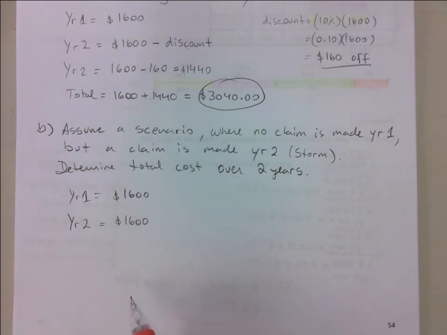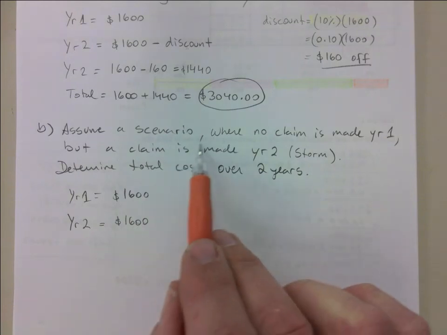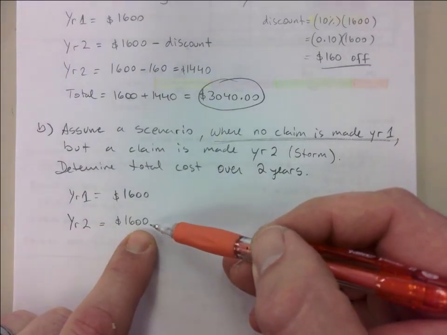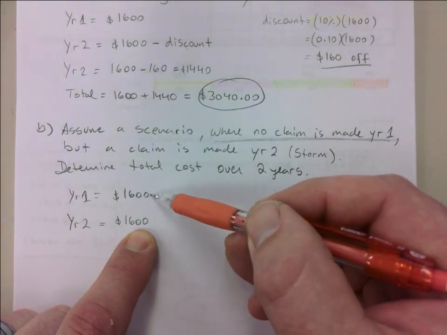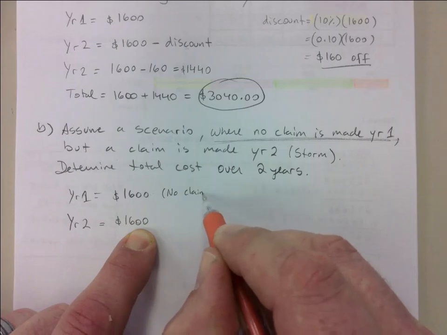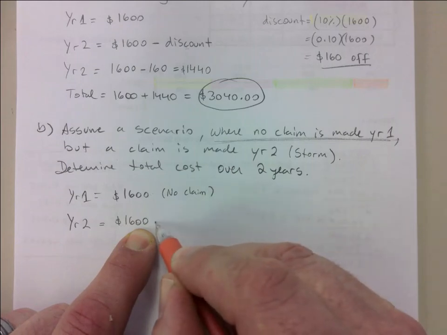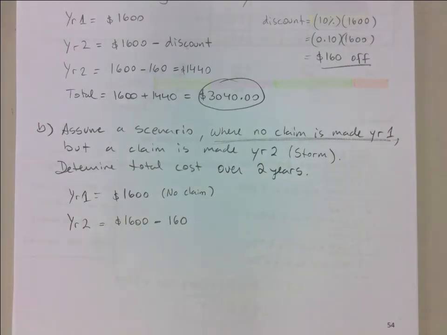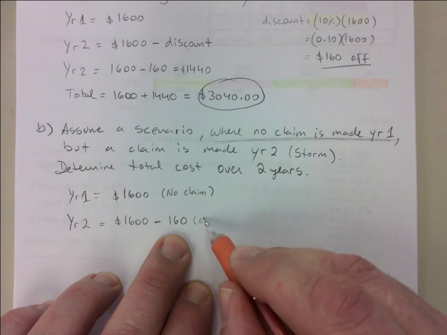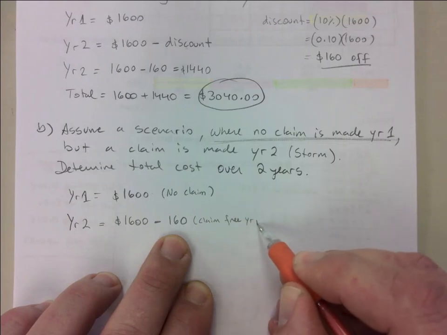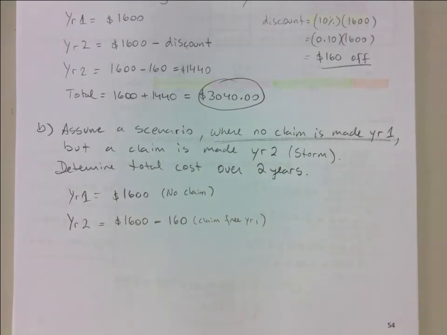Do we qualify for the discount? No claim was made during year one. So for year two, as you get your bill, they look back, no claim, right? There's no claim made here. So technically you qualify for the discount. Claim free year one. That's basically why you're taking away the 160.